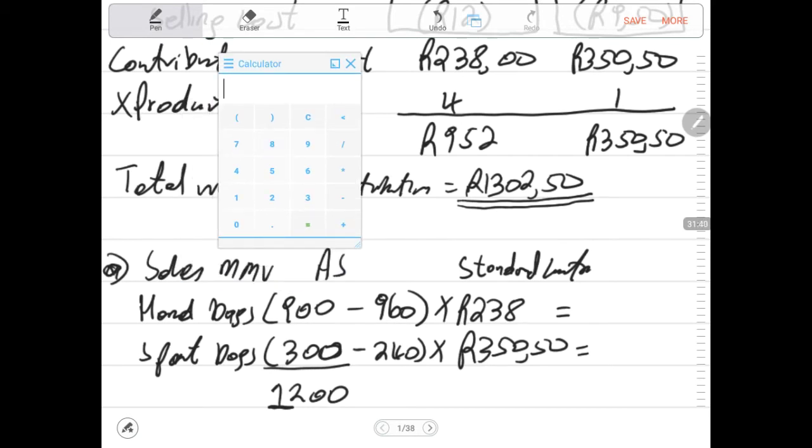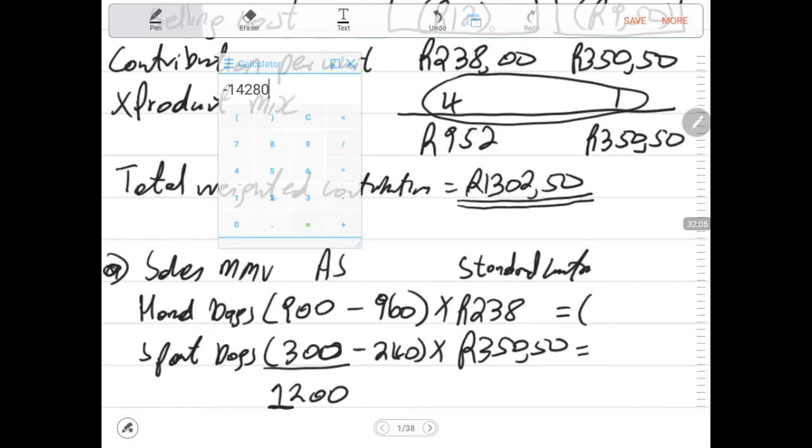Then after the sales margin mix variance, 900 is what actually took place, and 960 is what was supposed to be. So we produced and sold less than what was supposed to be. So now we multiply this by 238. That variance becomes unfavorable because we produced and sold less than what was supposed to be. Remember, supposed to be is based on our standard product mix, where for every 4 handbags we produce, we're supposed to produce and sell 1 sport bag. But in actual fact, this did not maintain that, and we have tested that it gave us 3:1.